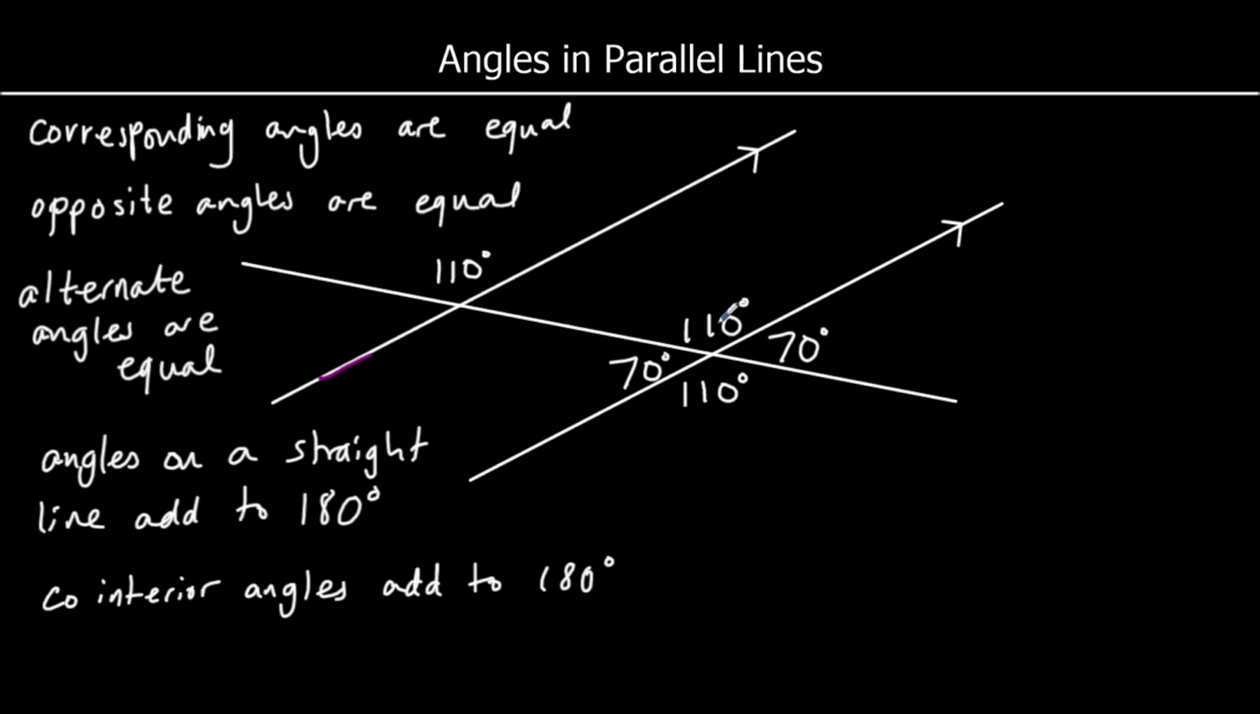These two angles are corresponding. That makes them equal. These two angles are corresponding. So the 70 and the 70 here. This 70 is corresponding with this 70. And this 110 is corresponding with this 110. And we can also find alternate angles, or opposite angles, or co-interior angles in here as well.